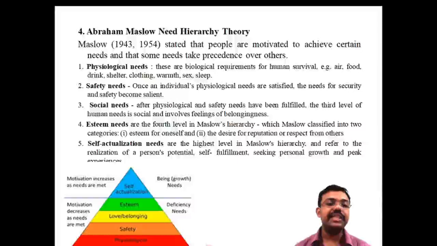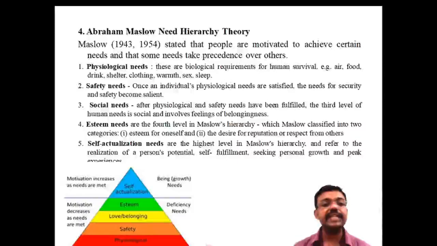Now after safety, we need social relationships, love, belonging. Social interactions are a very important element. So the third stage is the social need. We naturally think from the societal point of view, social needs, love, belonging.